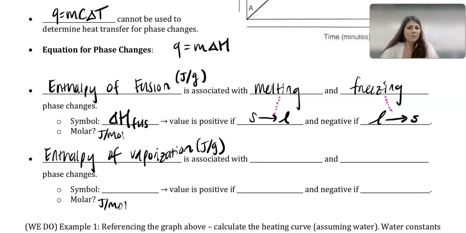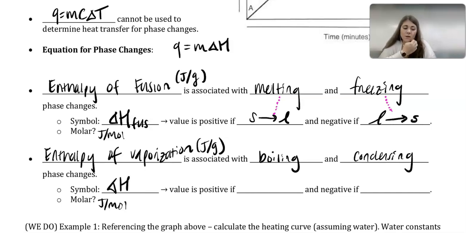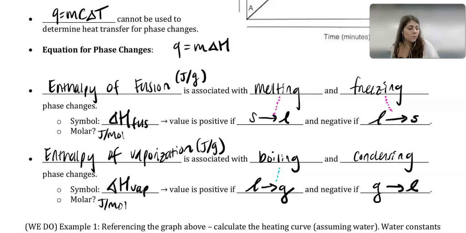Going with vaporization, hopefully you're thinking fusion was fusing stuff close together like a solid. Vaporization, think vapor like a gas. So this is associated with boiling and condensing. It will have the denotation delta H VAP, vaporization. So if the value is positive for vaporization, it will be going from a liquid to gas. And if it's negative, we're going gas to liquid. And so boiling is associated with liquid to gas, while condensing is the opposite, gas to liquid.